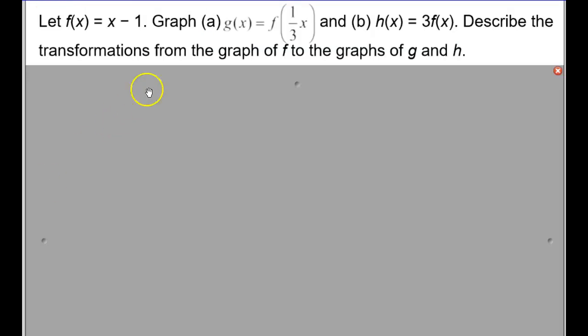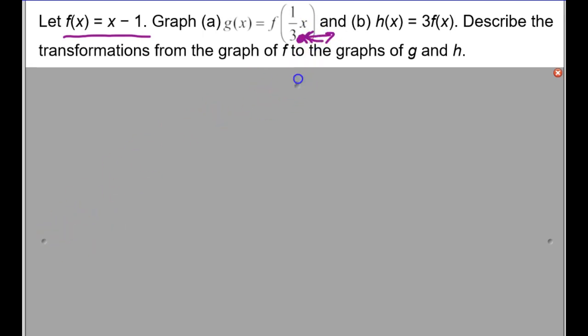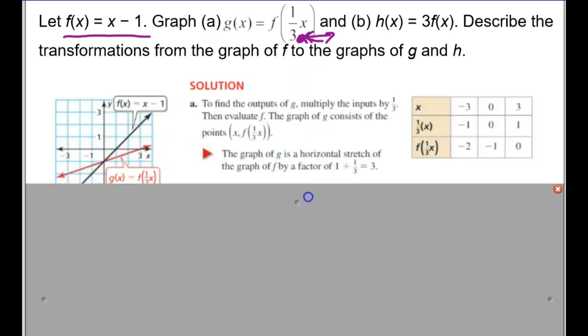So now let's look at an example. Here's my parent function. I've got f of x equals x minus 1, and you always want to start by graphing that to see what it looks like. The one thing I notice here is this is a fraction, and it's inside my parentheses. So that tells me it's going to be a horizontal, so going back and forth. Let's take a look at what that looks like.